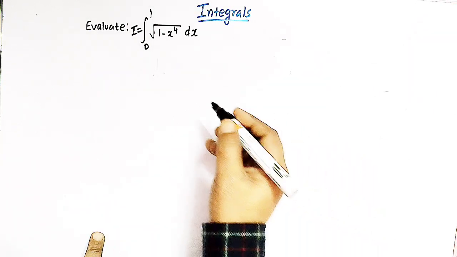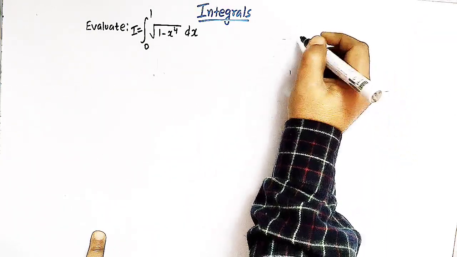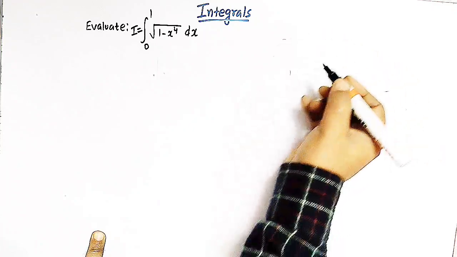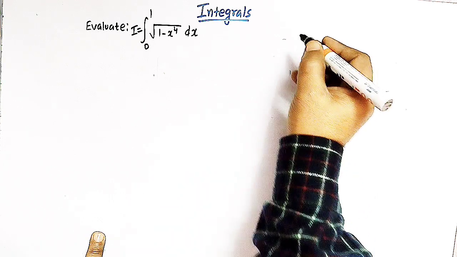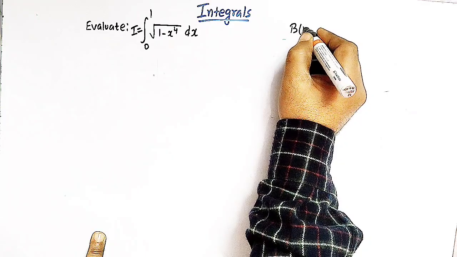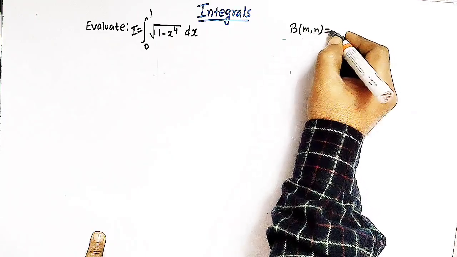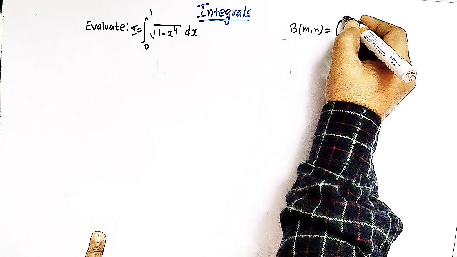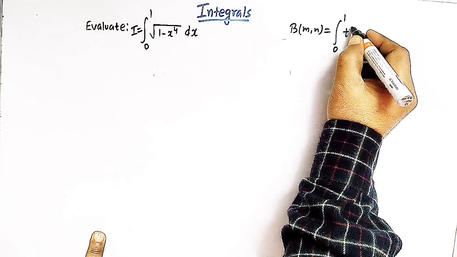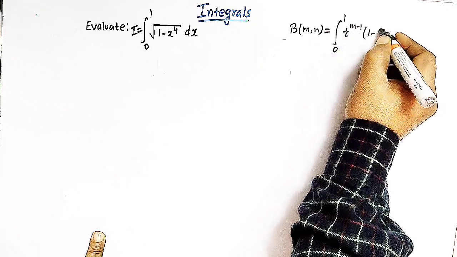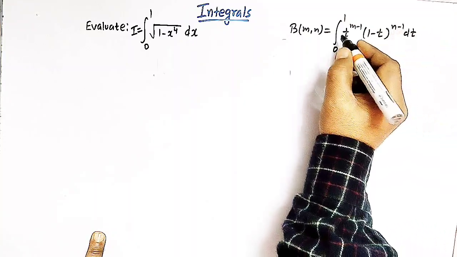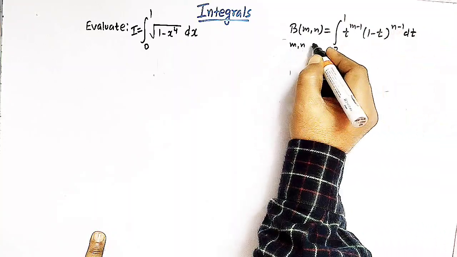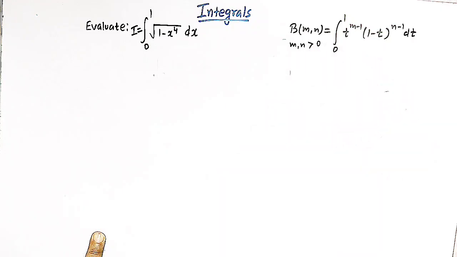So here we are going to make use of the definition of beta integral, which is also known as beta function or Euler's integral of first kind, right? So here the beta function is defined as beta m comma n, and this is given by the integral 0 to 1, and here we have t raised to m minus 1 and 1 minus t raised to n minus 1 and dt. And remember m and n are greater than 0, right?